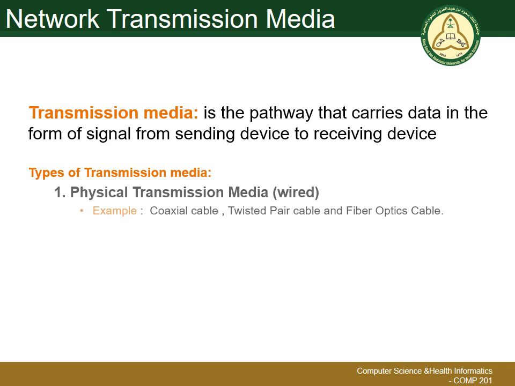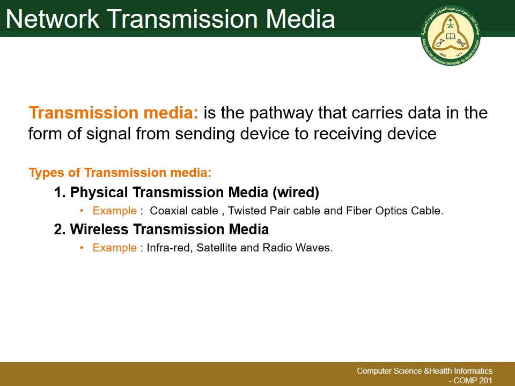Types of transmission media: physical transmission media or wireless transmission media. In physical transmission media, we have different types: coaxial cable, twisted pair cable, and fiber optics cable. In wireless, we have infrared, satellite, and radio waves. Each one of them has advantages and disadvantages. We'll go over them now.